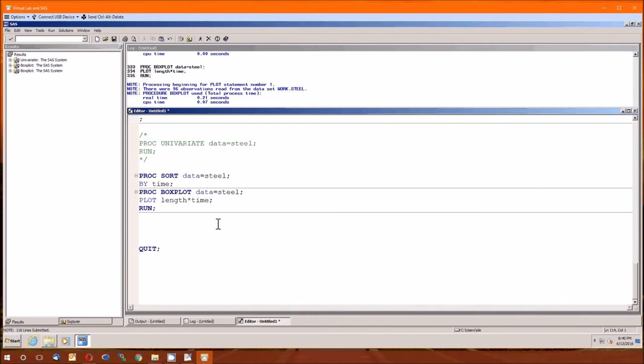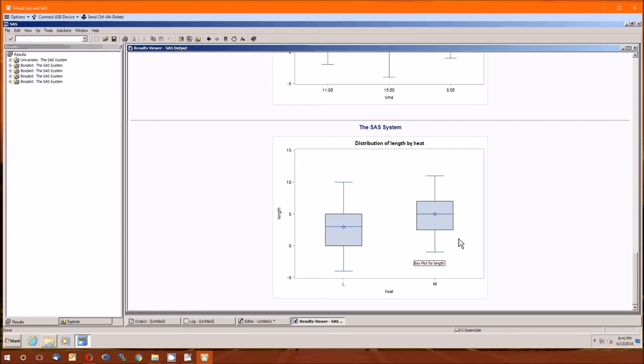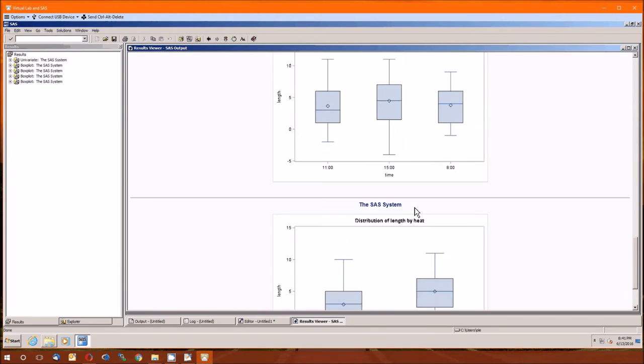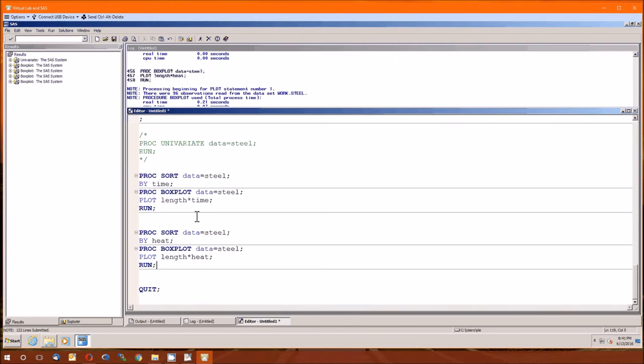We can also do this proc by heat. Why are we choosing these two? Well, these are our two fixed effects. So L has a lower length, W has a higher length on average, but it doesn't look to be a significant difference. There also doesn't look to be too much of a difference amongst the three times. So we did that and had fun.